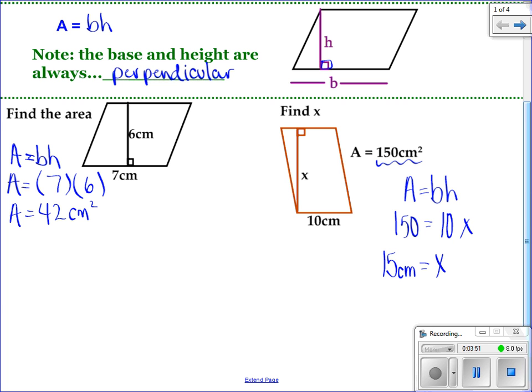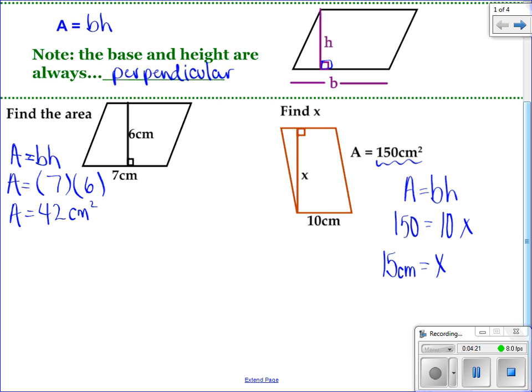Okay, now why isn't this answer right here squared? Okay, because it's not the area. Okay, it's the length of how tall that parallelogram is. Okay, so we do need units if they give you units on the problem. 3 lines of work, always, minimum. You can show more if you want to.